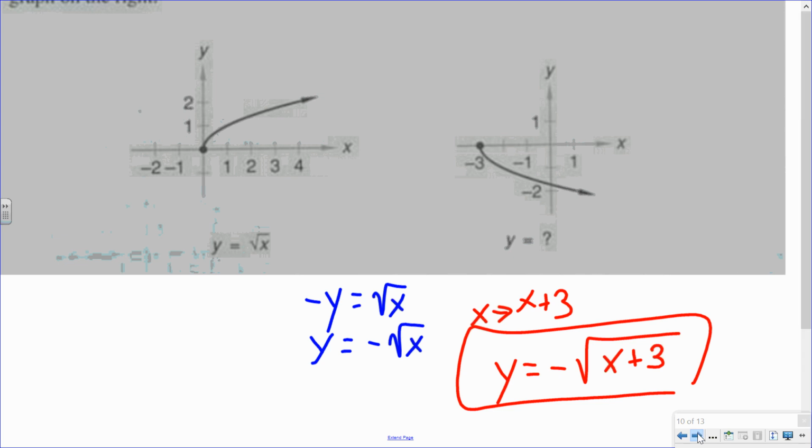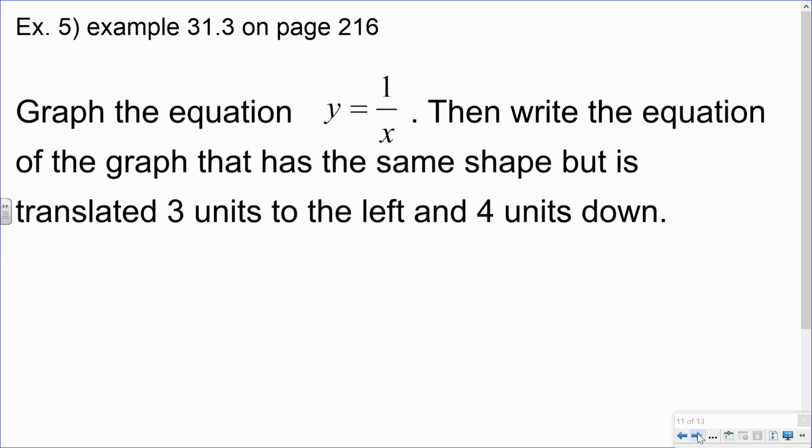Okay, let's move on then to example 5. So if we were asked to graph y equals 1 over x, we just did that with function families. We know that it looks something like this.